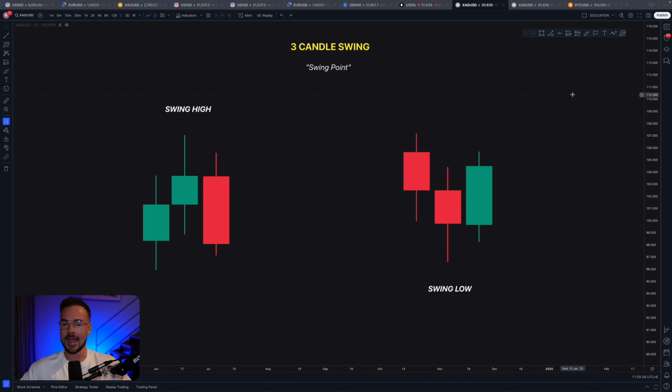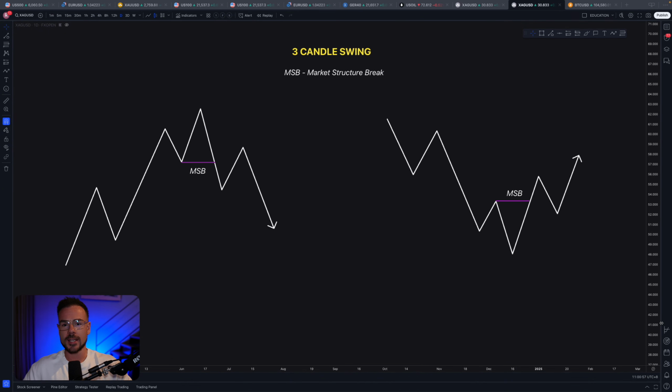So let's have a look at how we can use these swing points in our trading. One of the strongest ways we can use these 3-candle swings in our trading is looking for a thing called a market structure break, or an MSB. This can be our first sign of reversal in the market. You can use this as an entry trigger in the market. We can also use it as a bias in the market.